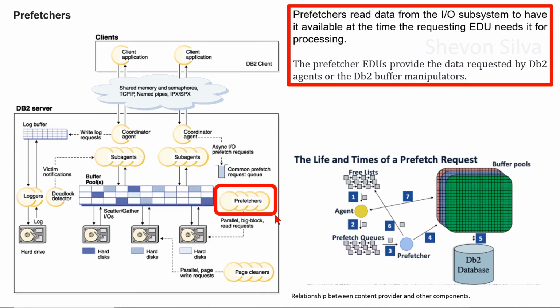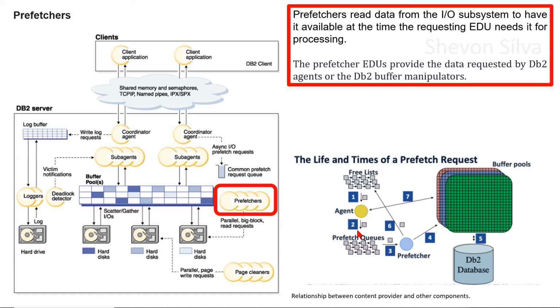Now we are considering prefetchers. Prefetchers read data from the input output subsystem to have it available at the time a request is made, before the engine dispatchable unit needs it for processing. The prefetchers, engine dispatchable units, provide the data requested by DB2 agents or the DB2 buffer manipulators.